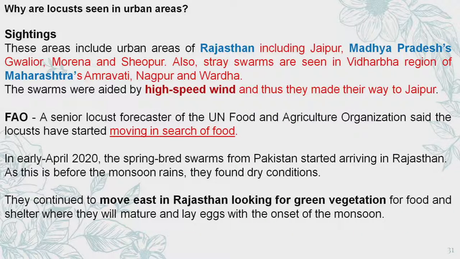So we recorded them in Rajasthan, Madhya Pradesh, Maharashtra. One of the factors favoring the movement of the insect is high-speed wind. Again, the UN Food and Agriculture Organization said that locusts have started moving in search of food. A warning was given to all the countries. In early April 2020, the spring-bred swarms from Pakistan started arriving in Rajasthan. As it was before the monsoon rain, they found dry conditions. They continued to move east in Rajasthan looking for green vegetation for food and shelter, where they will mature and lay eggs with the onset of monsoon, leading to damage. So that is what India is going to face currently.